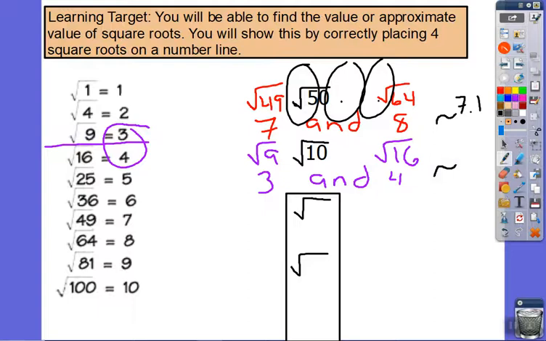If we were to make a guess, where is 10 between 9 and 16? Well, it is way over here right next to the 9. So I'm going to pick something low, again, like 3.1.